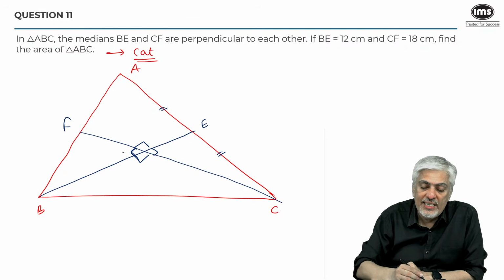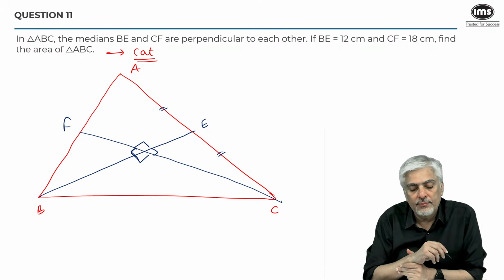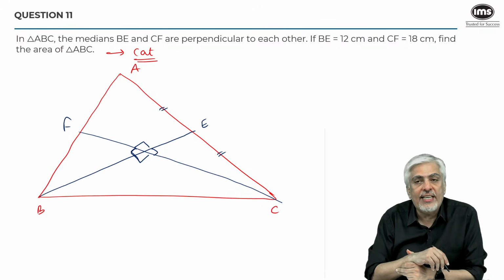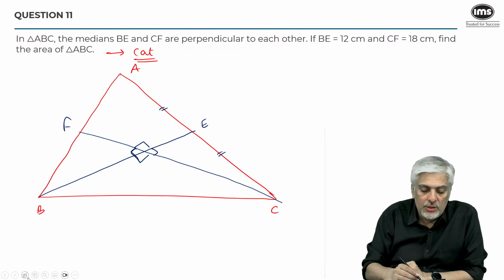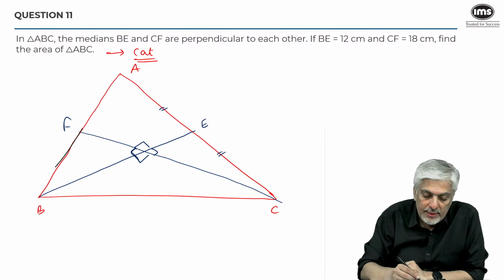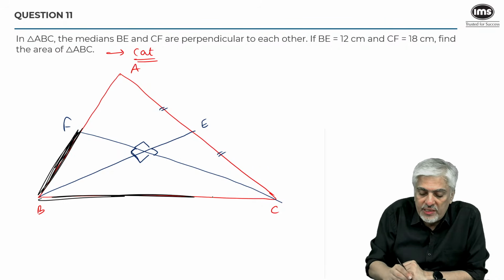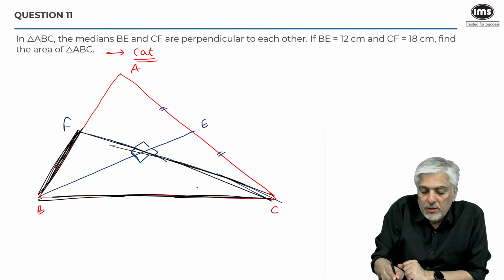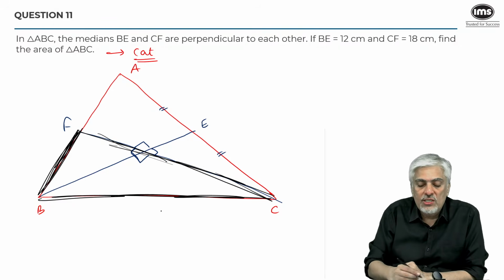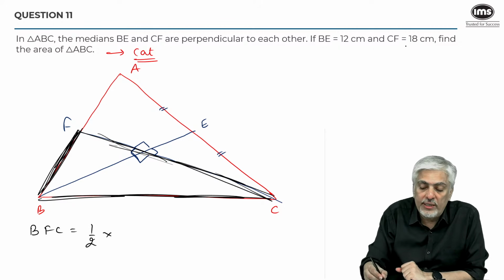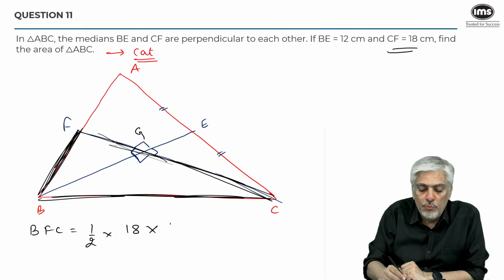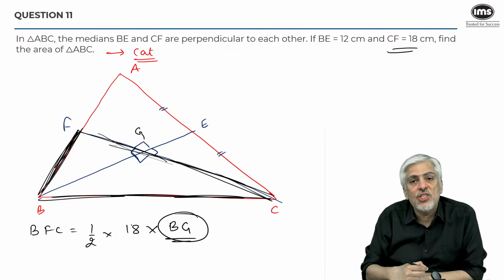So this is what is given. They have told us BE is 12 and CF is 18. Now, I want to find the area of the triangle ABC. Let's find the area of half of the triangle first. So let's work on, say, BFC first. For BFC, I know the base is CF. So the area of BFC will be half into CF, which I already know is 18, into BG. So I first need to find BG.